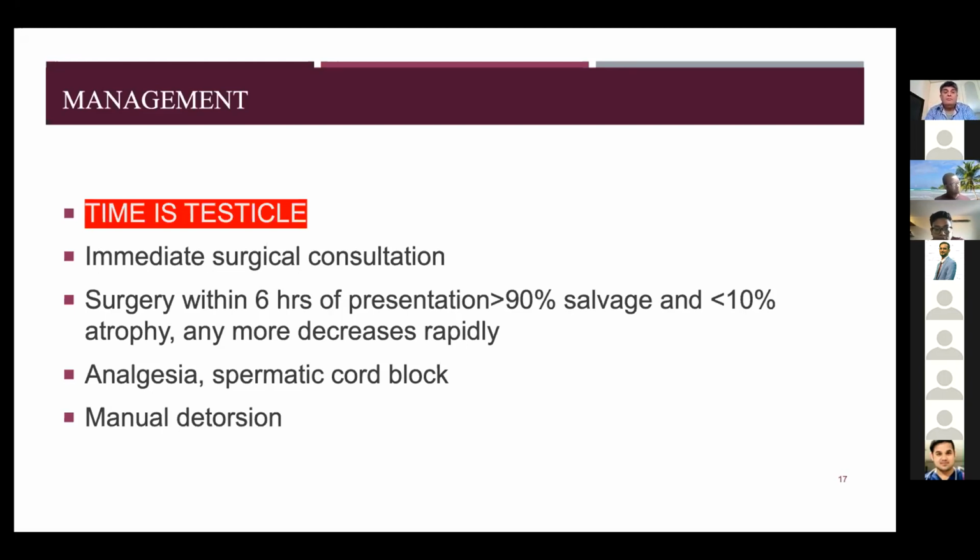For every patient presenting with pain, analgesia should be the main priority as well. Systemic analgesics can be given, or a spermatic cord block can be performed to achieve a good degree of analgesia. A manual detorsion can sometimes also be attempted for pain relief and when there is delay in transfer of patients, but no mode of management should ever delay referral to the surgical specialty.